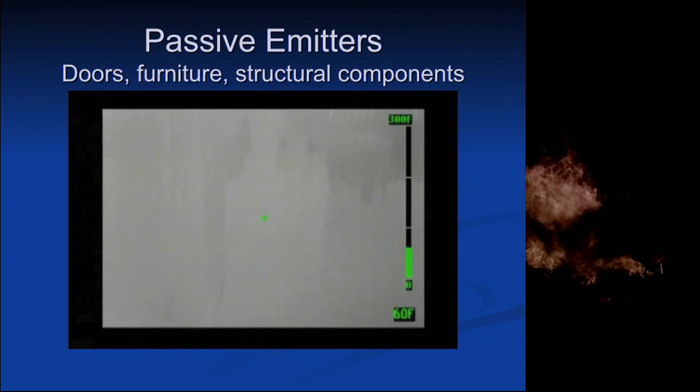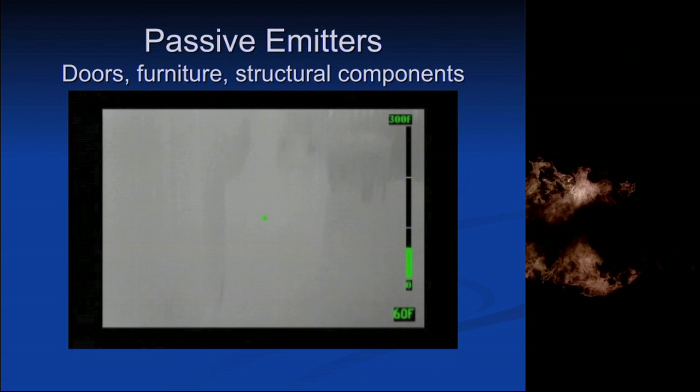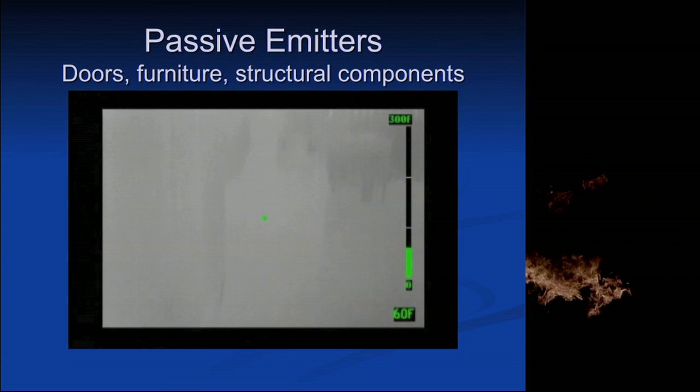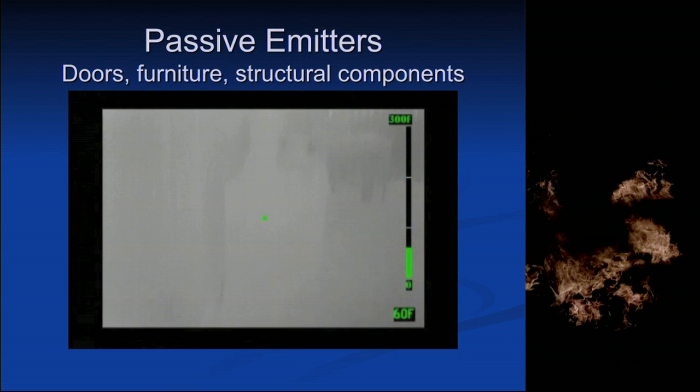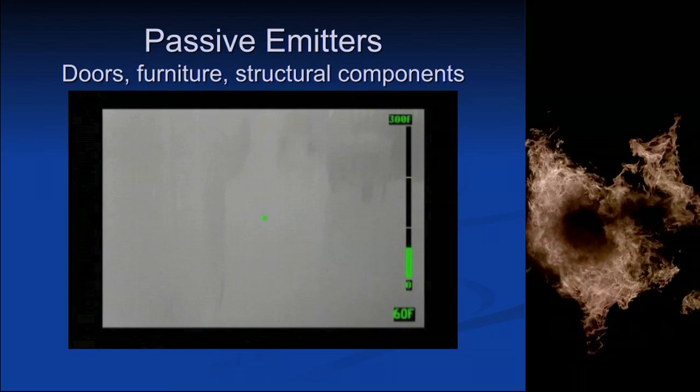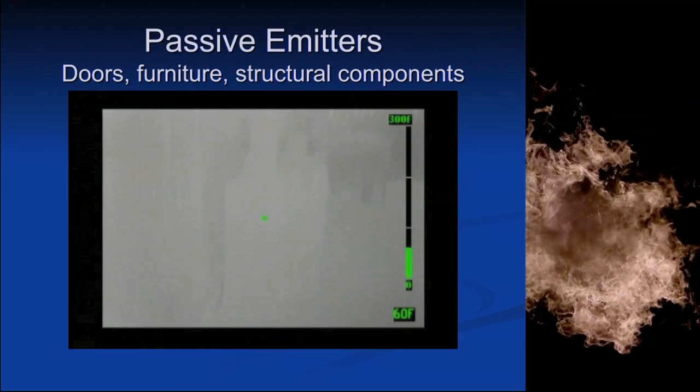Passive emitters. These objects do not produce energy, they simply absorb it and release it at different rates based on their composition and density. Doors, windows, beds, and structural components are examples of passive emitters. These are the most difficult type to view. Since they do not produce energy, only release it, in certain conditions they can be difficult to see.